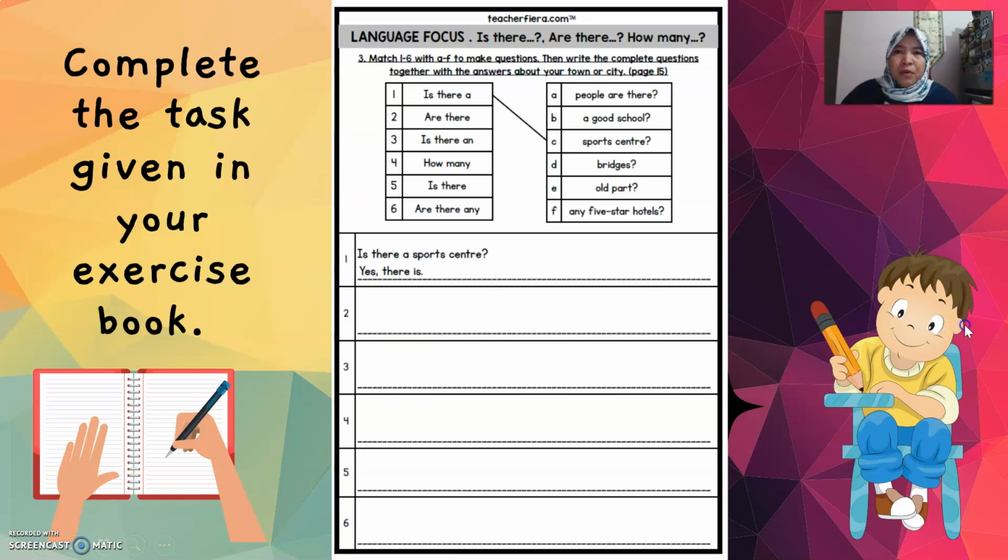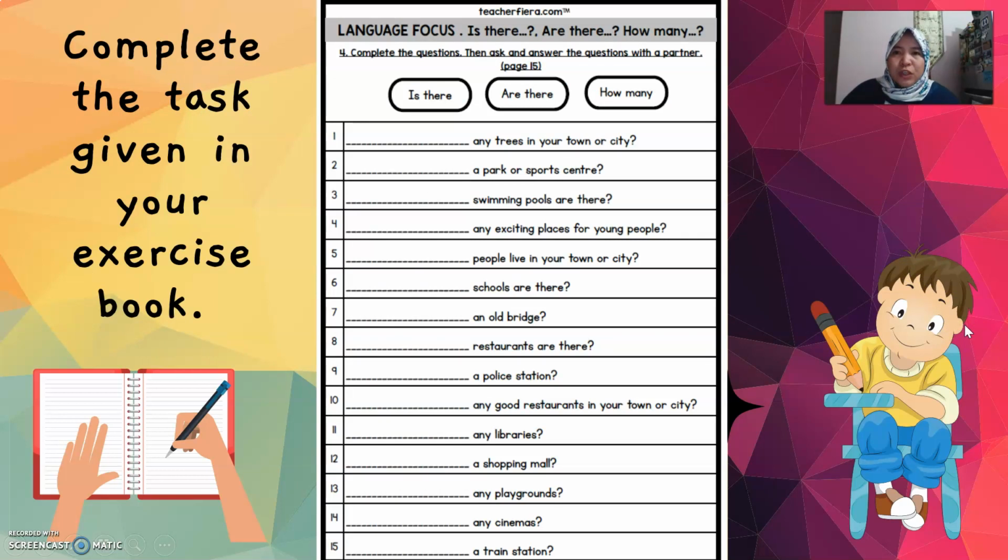For this task, you need to complete the questions using the answers given. I have already given you the answer, the question here. Is there, are there, or how many? Always look for the clue. Always look for the clue in the questions.